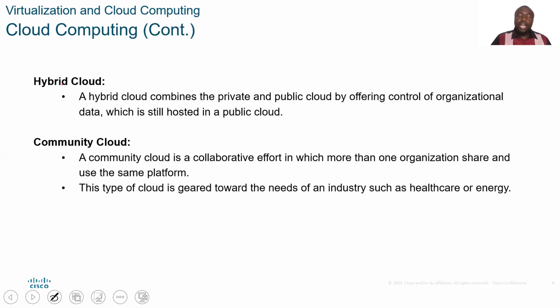Okay. So we have private cloud, you have public cloud, then you have hybrid. Hybrid cloud combines the private and the public cloud, offering control of organizational data, which is still hosted in a public cloud. Then you have community cloud. A community cloud is a collective effort in which more than one organization share and use the same platform. This type of cloud is geared towards the needs of an industry such as healthcare or energy.